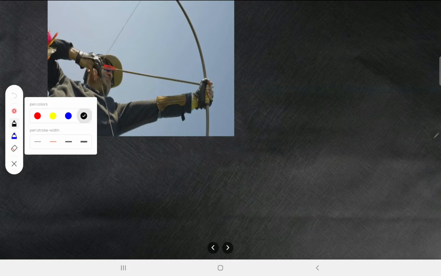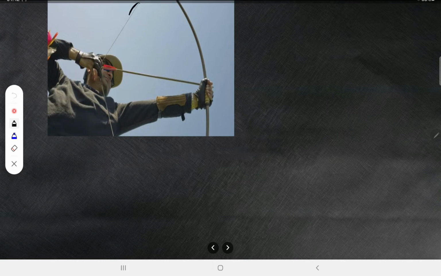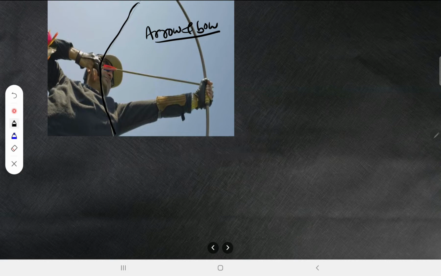Now when you are observing this bow, look at this. This is arrow and bow, right? Before releasing this arrow, the archer will be pulling this bow, this thread, and some energy is stored in it. When he releases, the arrow will move forward. When the arrow moves forward, definitely it has kinetic energy, there is no doubt in that.